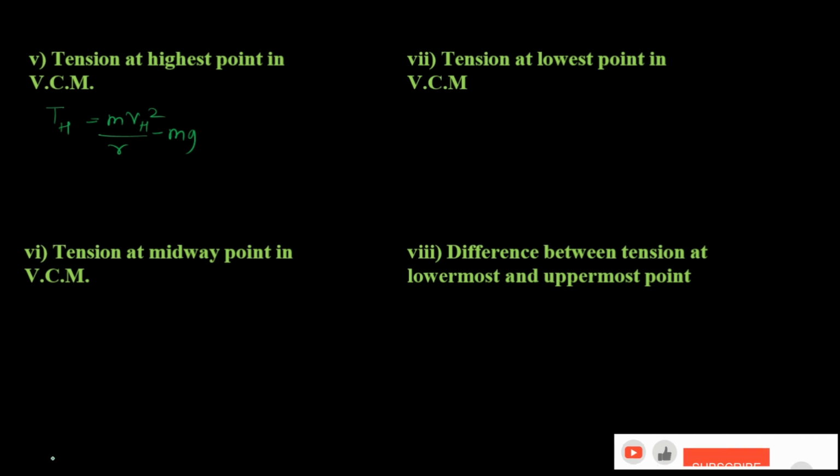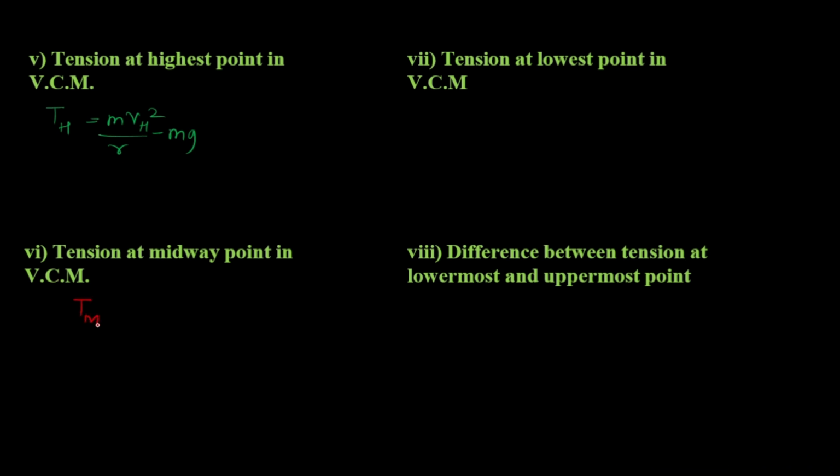So this is the tension at the highest point in VCM. Tension at midway is equal to m V midway square divided by r. Tension at the lowest point in VCM, T lowest, is equal to m V lowest square divided by r plus mg.